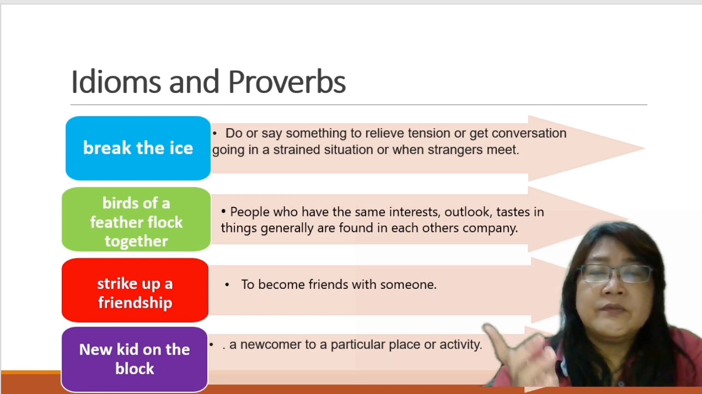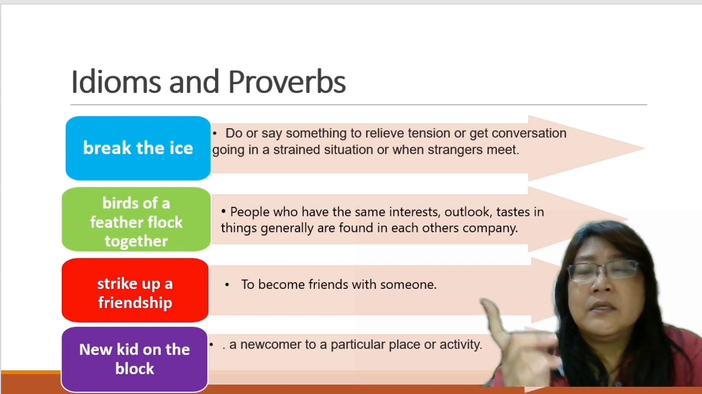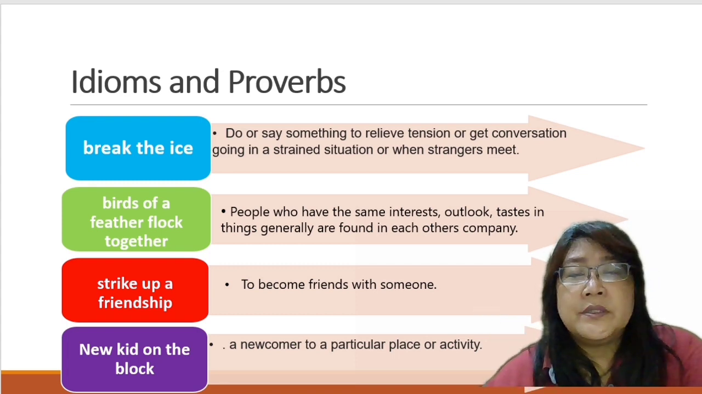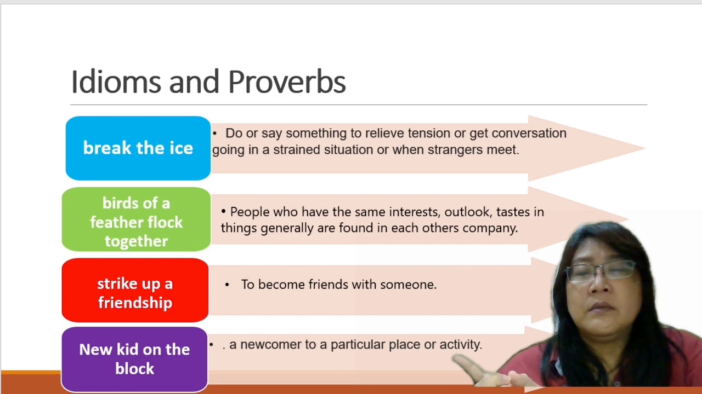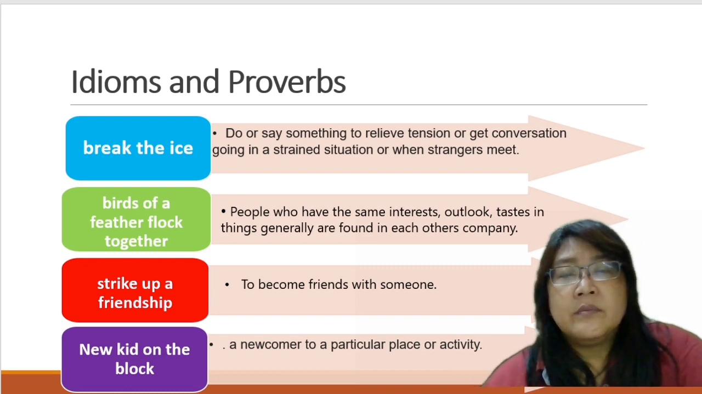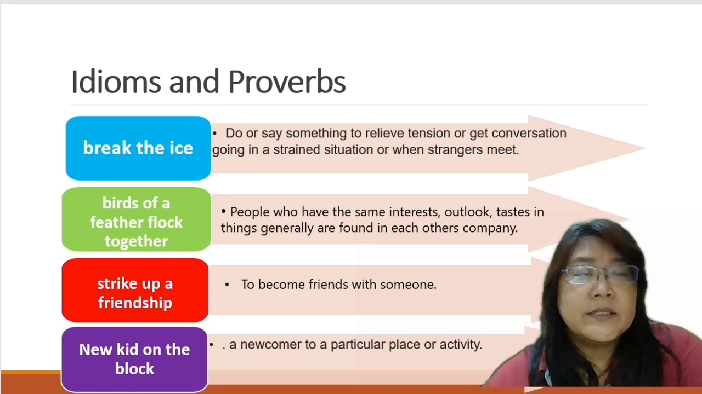The next one, number 3, is strike up a friendship. It means to become friends with someone. And lastly, the fourth one is new kid on the block. It is a newcomer to a particular place or activity.